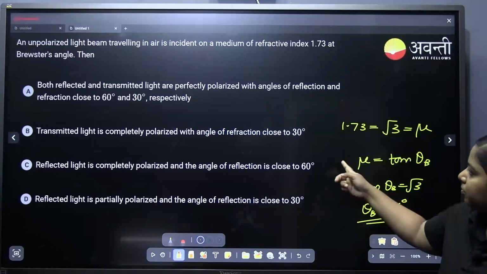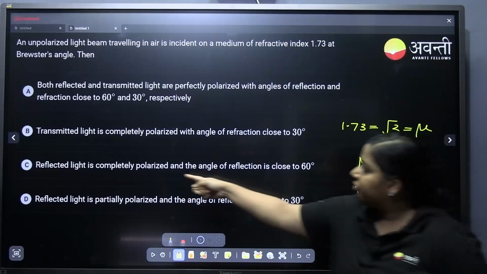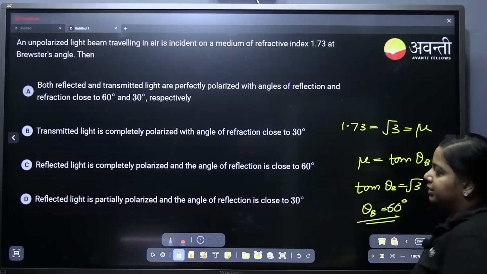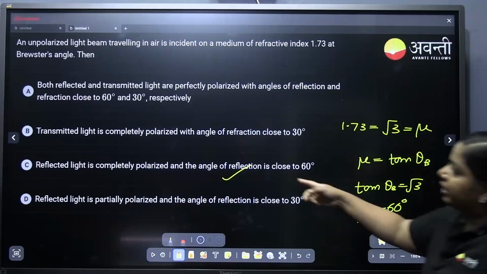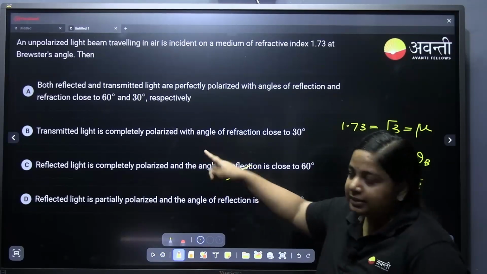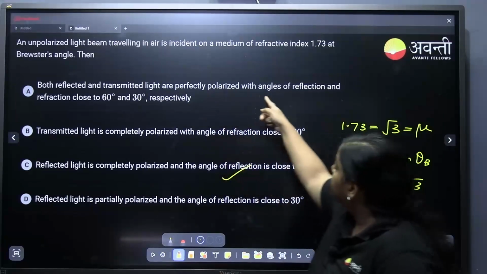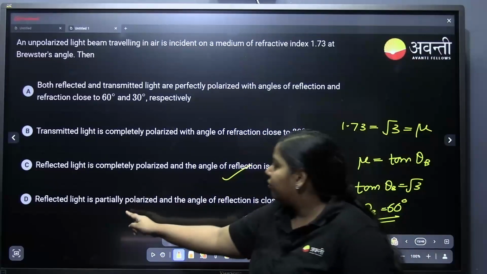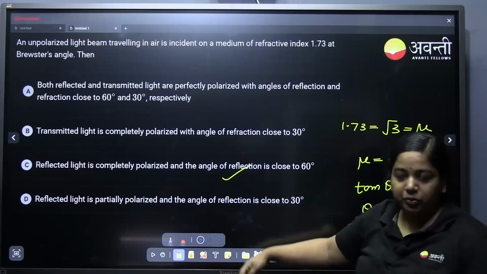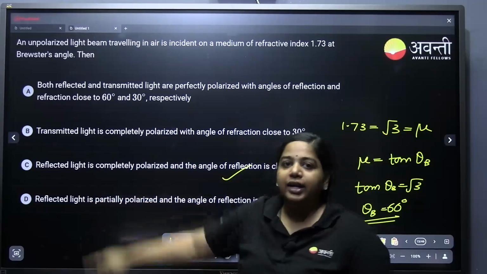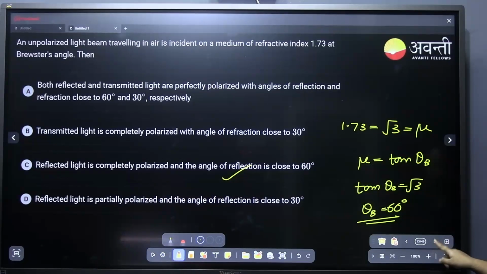Okay, so the angle of reflection is close to 60 degrees. Reflected light is completely polarized. This will be the answer. Here, transmitted light is completely polarized, that is not true. Reflected and transmitted perfectly polarized, that is not true. Reflected light partially polarized, that is not true. Even though angle wise everything is true, because of the first point only C is correct. Okay, I hope then we can move on.